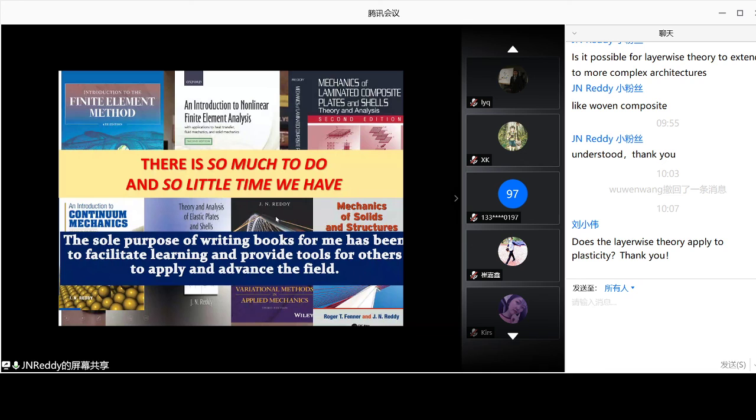So it's not just writing the books for the sake of writing, but to help others along the way, so that they understand these concepts and take them on to solve engineering problems that they come across in their professional life.